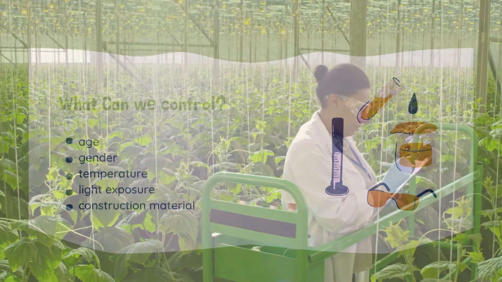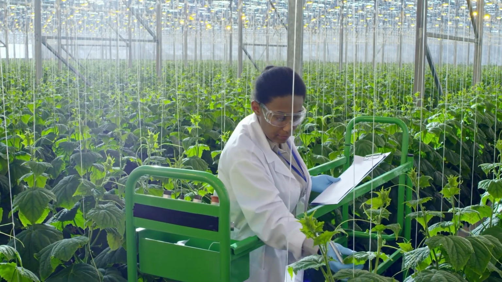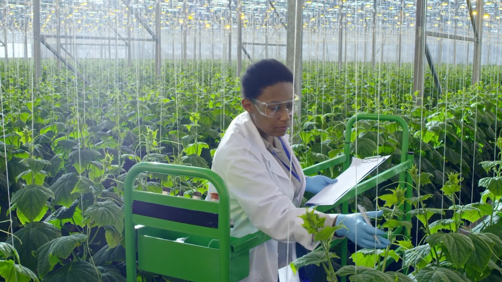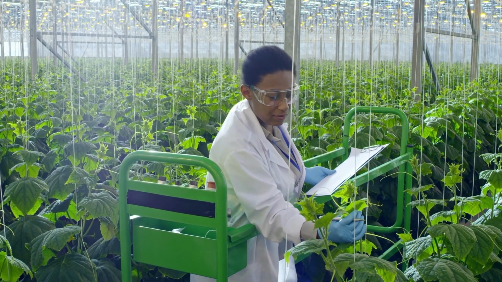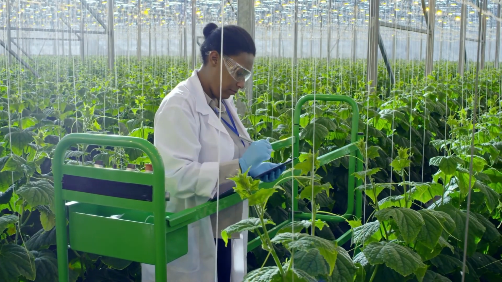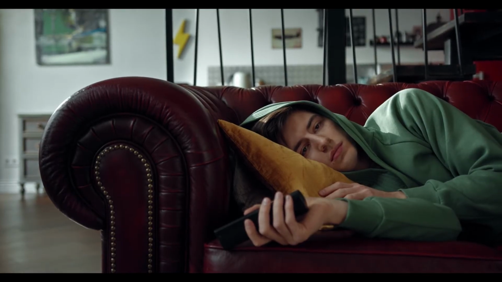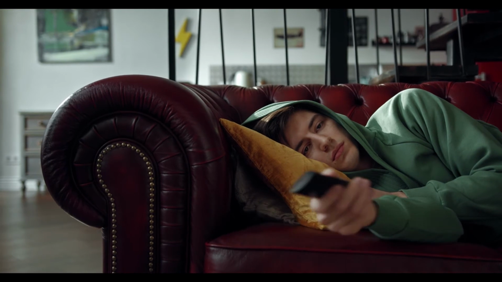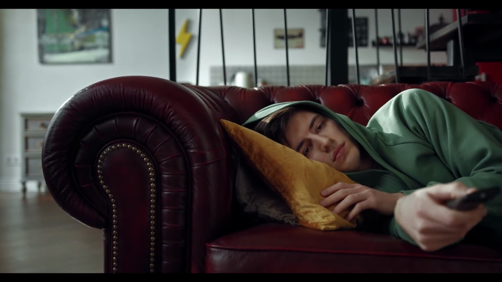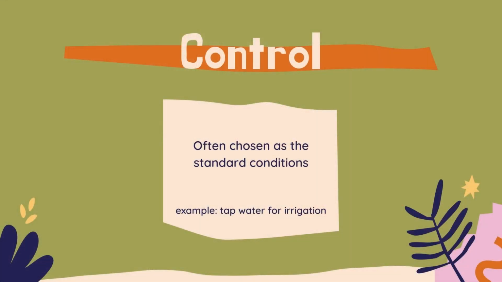Where possible, we will want to have control replicates that act as a baseline to compare changes in independent variables to. If, for example, we are testing the effects of the liquid we water plants with, we may choose to water some of the plants with tap water as a control to compare other liquids to. If we're testing the effect of watching TV on concentration, we would test without watching TV to compare our results. The control is often chosen as the standard conditions, like tap water for irrigation or room temperature for temperature.